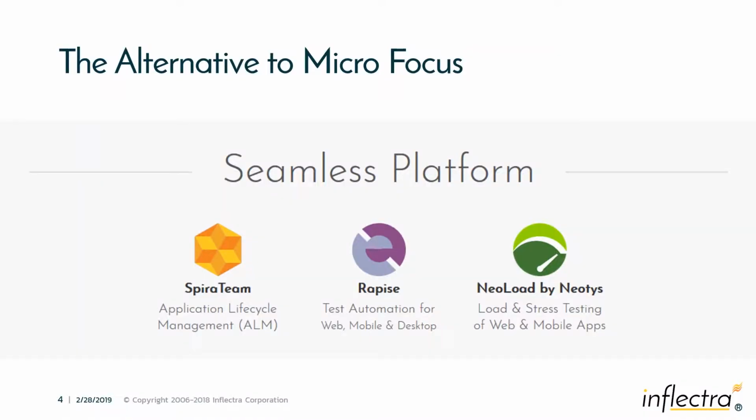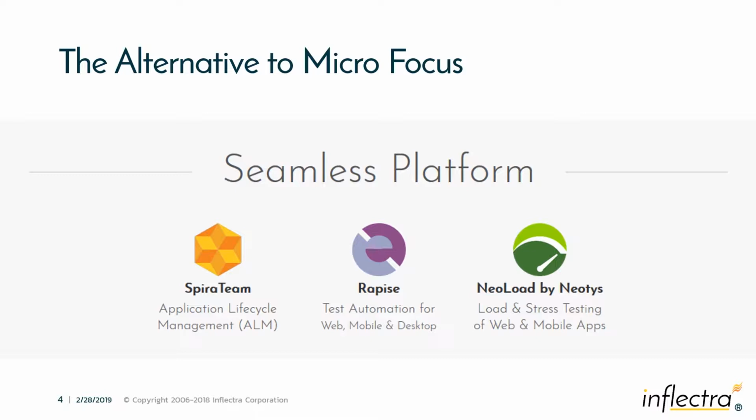So first of all, let's introduce some of the tools we're going to see today. SpiraTeam is our application lifecycle management system and is a direct replacement for Micro Focus ALM, formerly known as HP ALM or Test Director or Quality Center. Rapise is our functional test automation tool for web, mobile, and desktop applications, and it replaces Micro Focus UFT or Unified Functional Tester, also known as QuickTest Pro or Astra QuickTest. And then lastly, we'll also be introducing NeoLoad from our partner Neotys. That is a load testing and performance testing tool, which is a replacement for LoadRunner.